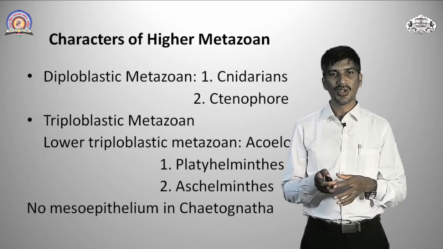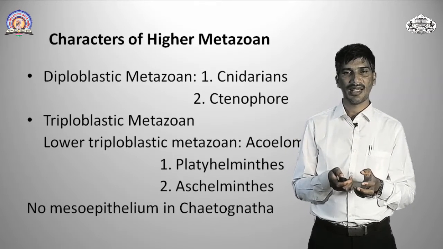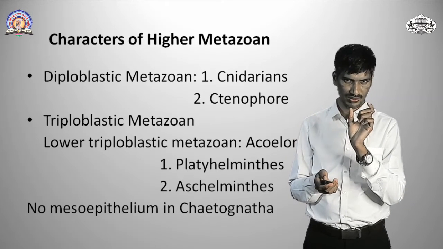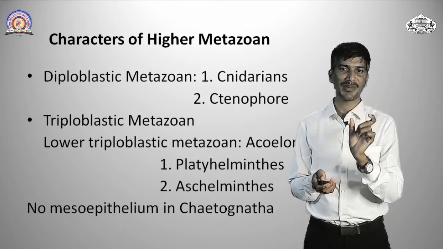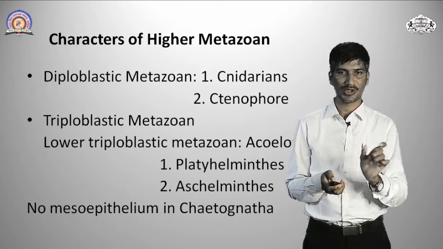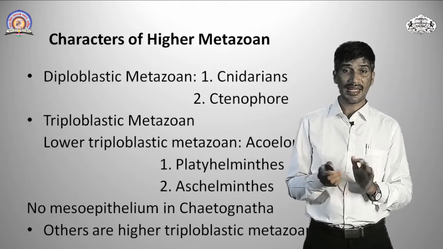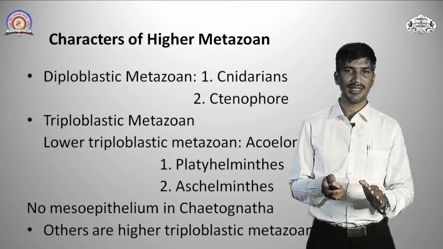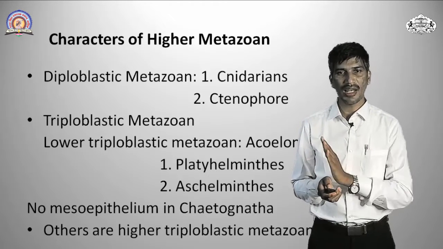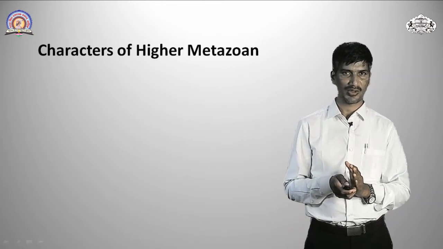Then no mesoepithelium is found in the Gnathostomulida, and that is a specific feature in some of them. The Gnatho group is a specific group of animals in which no mesoepithelium is developed. All the higher animals, starting from the annelids to the chordates, belong to the higher triploblastic metazoan animals.